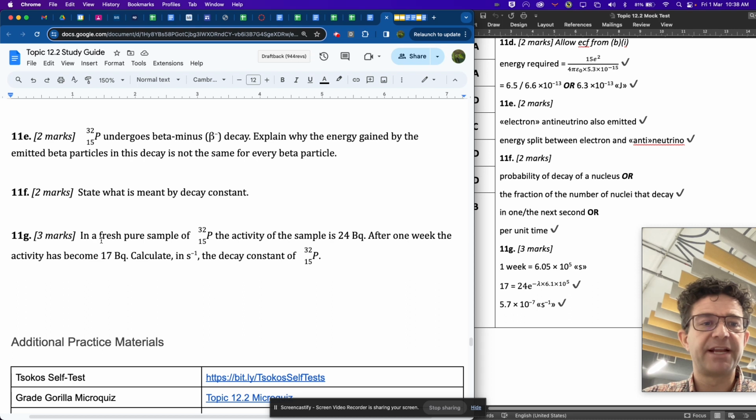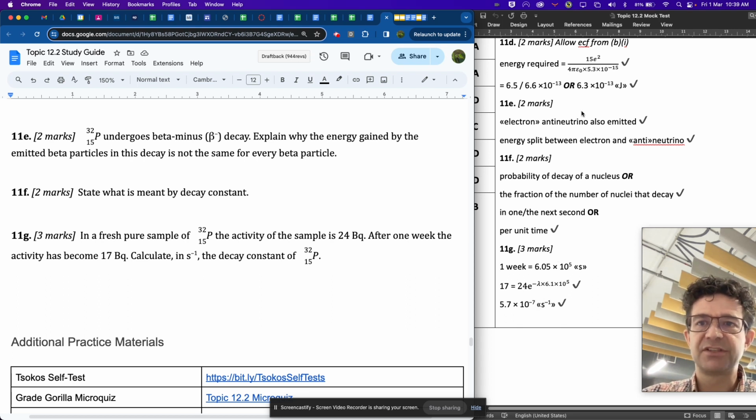And we have a radioactive decay question. So we have a pure sample of this phosphorus isotope, and the activity of the sample is 24 becquerel. After 1 week, the activity has become 17 becquerel. Calculate in inverse seconds the decay constant. That's just going to be substituting into that exponential decay equation. We have the current activity is equal to the original activity times e to the minus lambda t. And so then we can find the value of lambda with a division and a natural log.